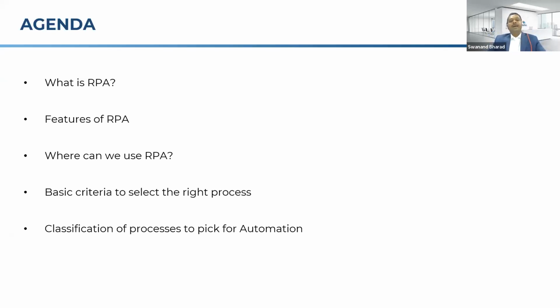Now, this is our agenda where we divided this session into two parts. The first part is an introduction of RPA, where we will cover what is RPA, features of RPA, and where can we use RPA. Now the second part is how to identify processes that need to be automated. So we will cover basic criteria to select the right process, then classification of processes to pick for automation.